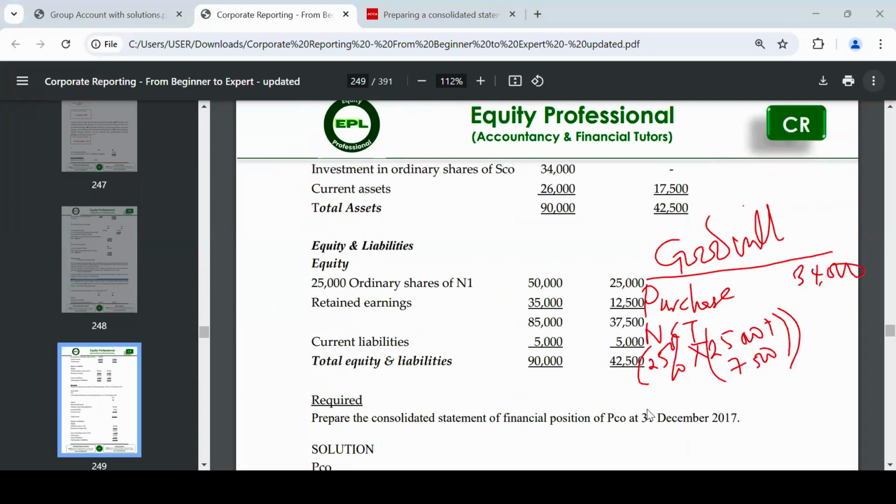Why am I adding 7,500? As at the date of acquisition, ESCO had that retained earnings, which will form part of the net assets that were acquired. So a quick math there. You do 25. Can somebody help me? 25% of 32,500. What do you get? Are we in class? 25%.